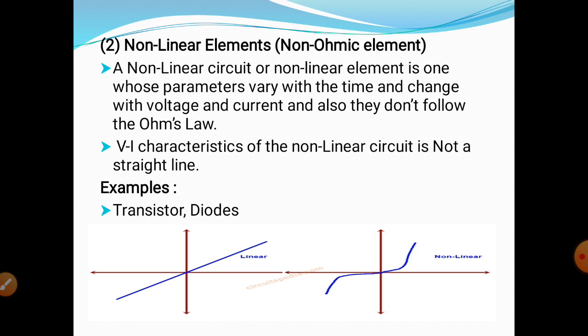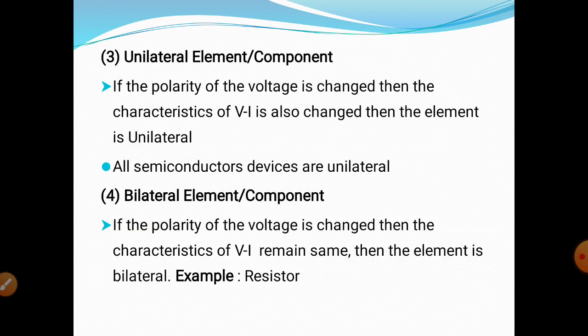These are the basic structure diagrams of linear and non-linear elements. Linear elements obey Ohm's law. Non-linear elements do not follow Ohm's law. And next one is the unilateral element, another one is the bilateral element.